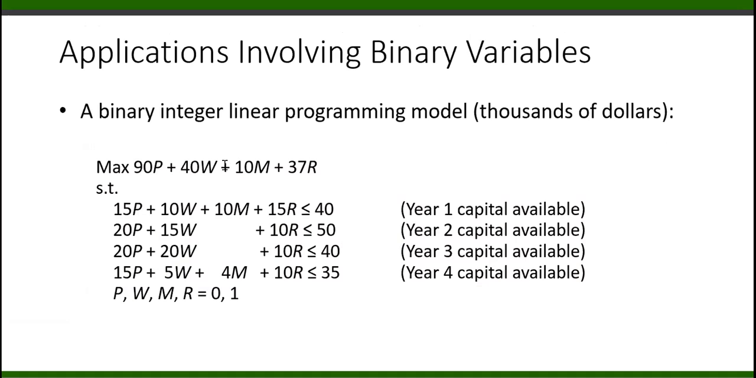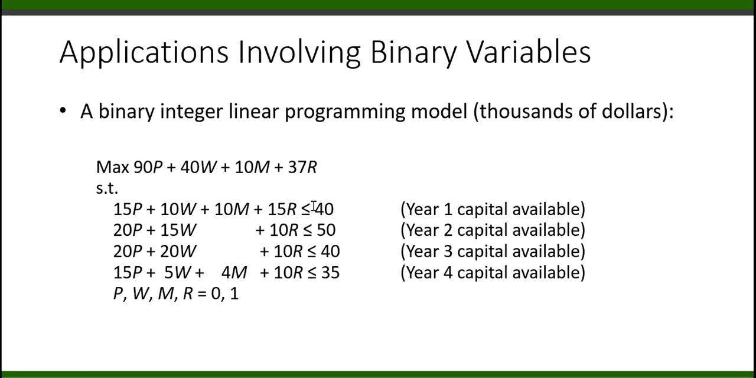So 40 times W plus 10 times M plus 37 times R. That's the present value that you want to maximize. Now, what are the capital constraints? This is a very simple example. We just look at the capital constraints per year, and that's the only set of constraints that we're looking at.